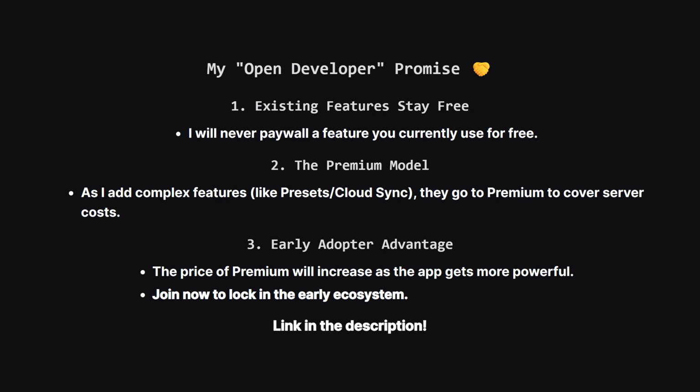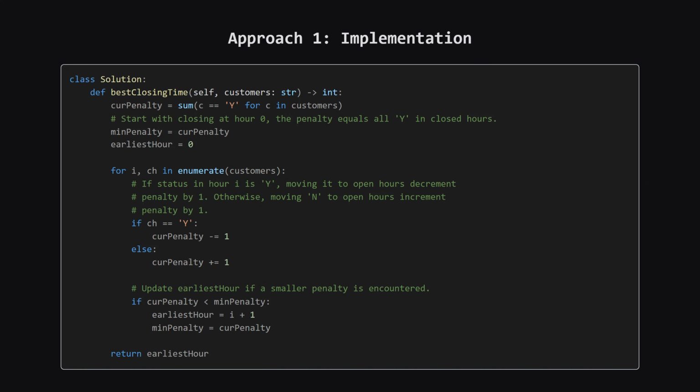I'll put the full solution up on the screen first, and don't worry, after that, we'll walk through the most important sections together. Alright, here's the full Python code for the first approach. It might look like a few steps, but it follows exactly what we just discussed. We start with an initial score, and then just loop through the string once, updating that score as we go. Let's break down the logic piece by piece.